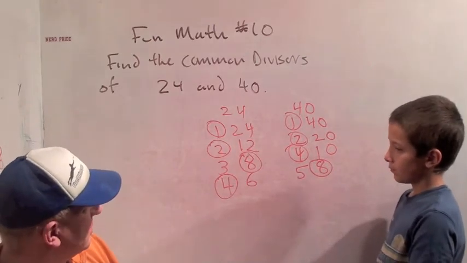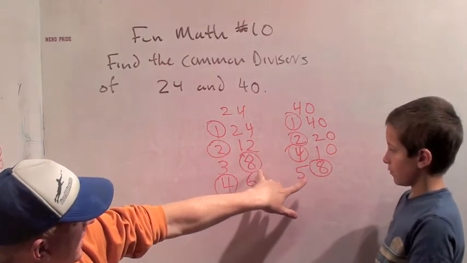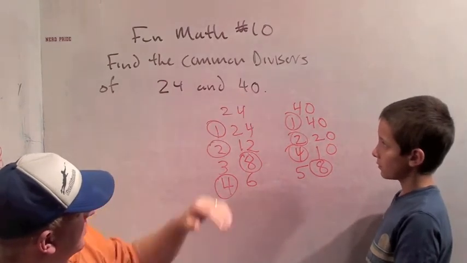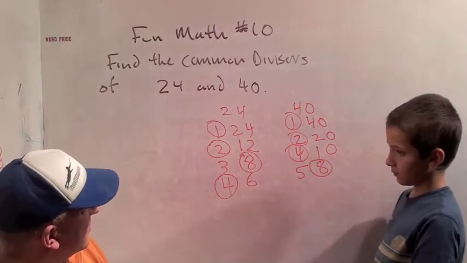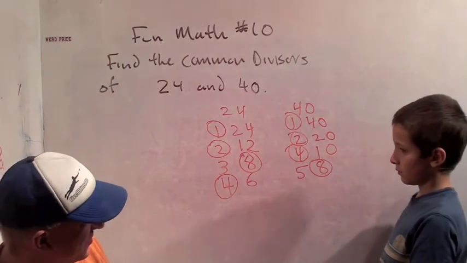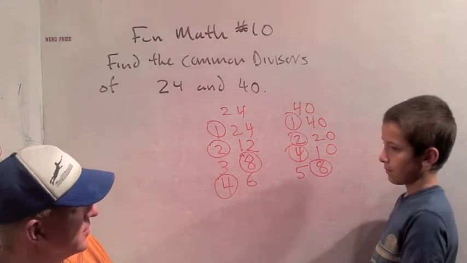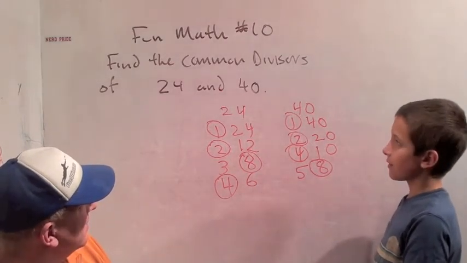So what do we call the largest one? What do we call 8? The greatest common divisor. 8 is called the greatest common divisor. Okay, so the greatest common divisor is 8. What's the least common divisor? It's 1. That's always going to be true though, right? Yeah, okay, so there we go.